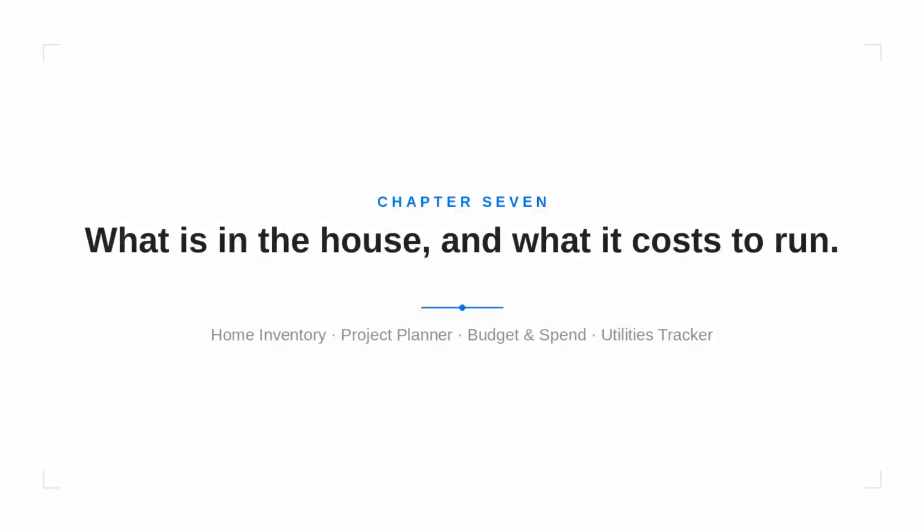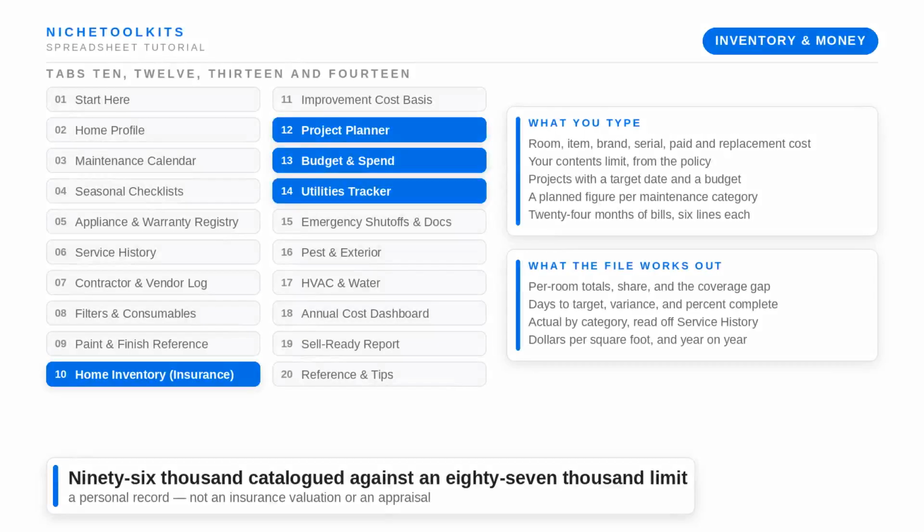Chapter 7. The inventory, the projects, the budget, and the bills. Home inventory is a personal record, not an insurance valuation, and the sheet says so. 43 items cataloged at $96,400 to replace, against an $87,000 contents limit, which is a gap of $9,400 you would rather know about now. Project Planner tracks the bigger jobs against a target date and a budget. Budget and spend reads your actual spend straight off the service history. Utilities holds 24 months of bills, so you can compare a month against the same month last year.